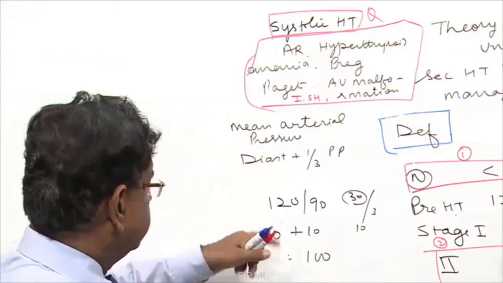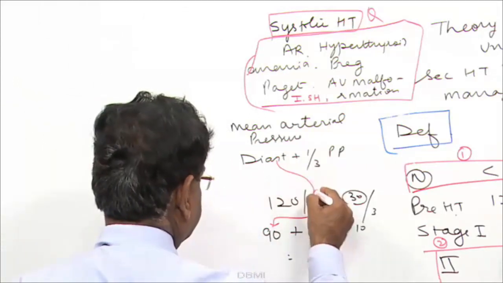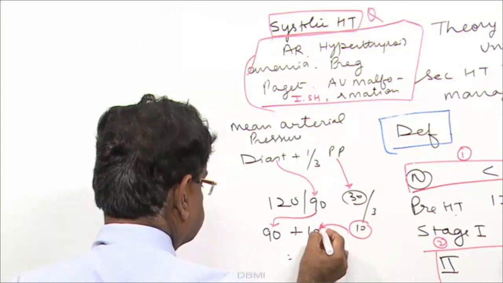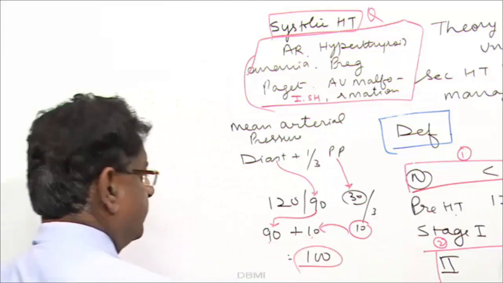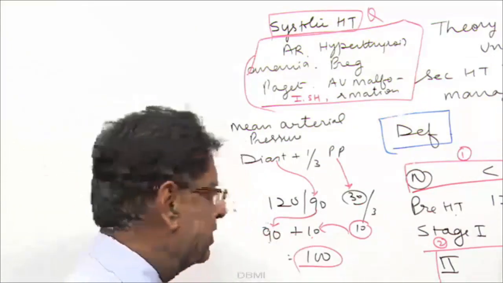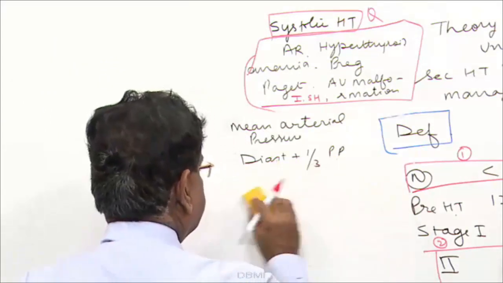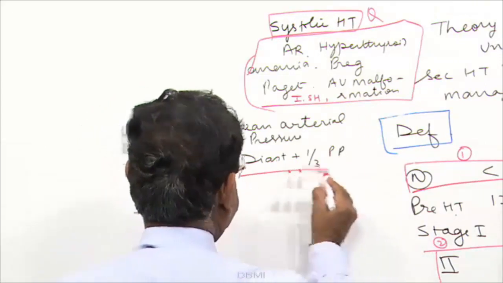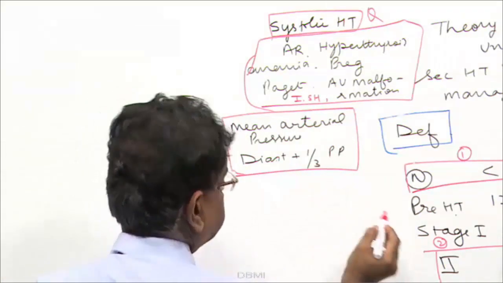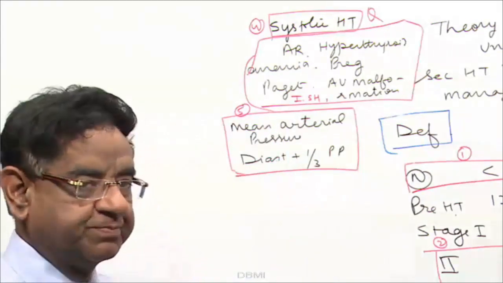I repeat again, diastole is how much? 90. Pulse pressure is 30 and one third of 30 is 10. So 90 plus 10 is 100, the mean arterial pressure of a patient whose BP is 120 by 90. This is an example to give you. As far as MCQ is concerned, it is very frequent, and this question came last year in the PG exam also. So mean arterial pressure is diastole plus one third of pulse pressure. This is box number 4, and this is point number 5 to be remembered in the exam.